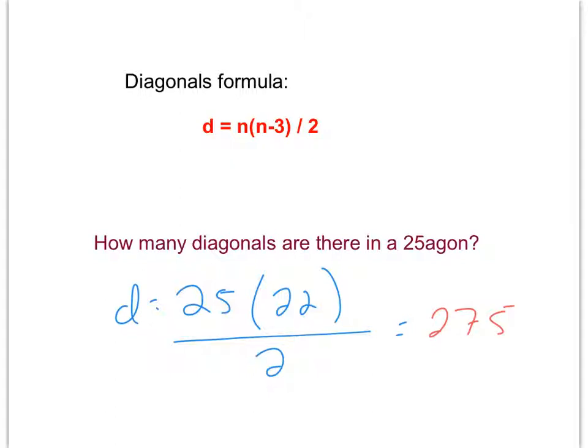Okay, you should have gotten 275 because we did 25, the number of vertices, times 22, the number of diagonals drawn from each vertex, and then we don't want to count each diagonal twice, so we divide by 2, which is 25 times 11, 275.